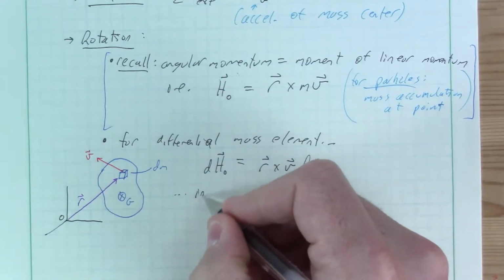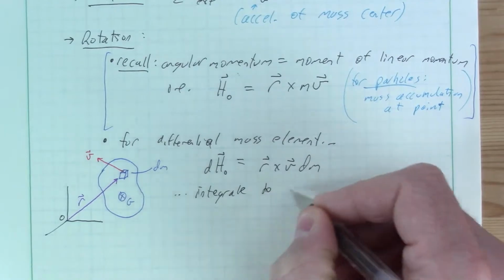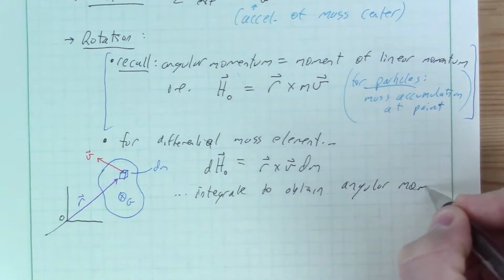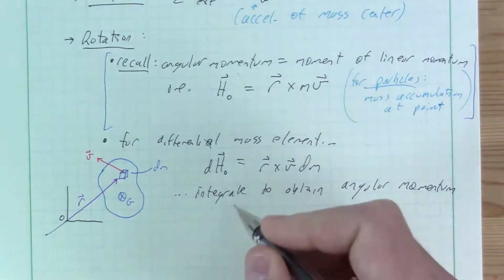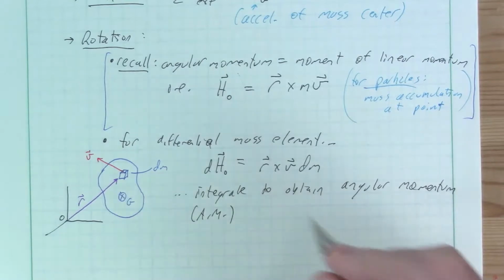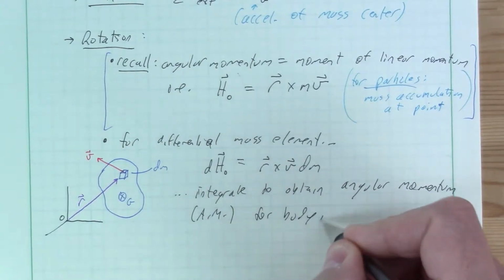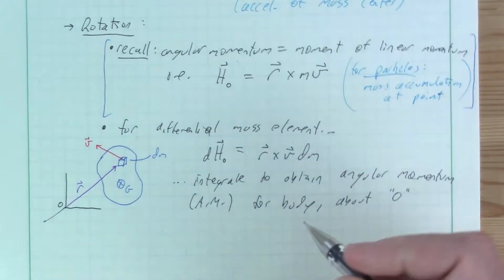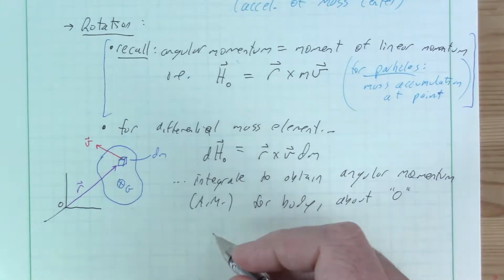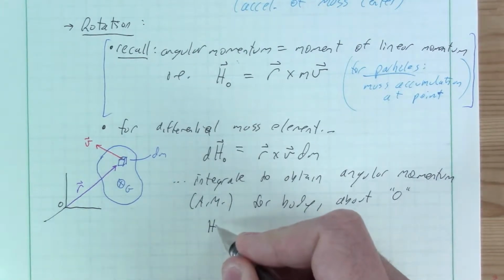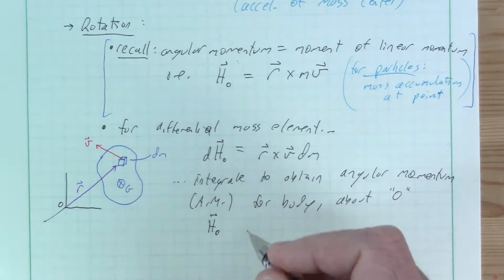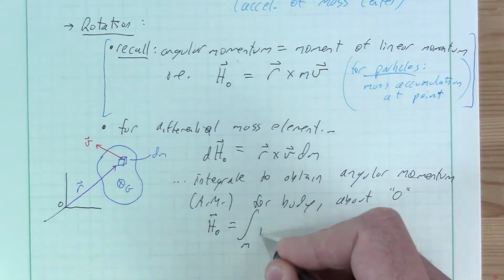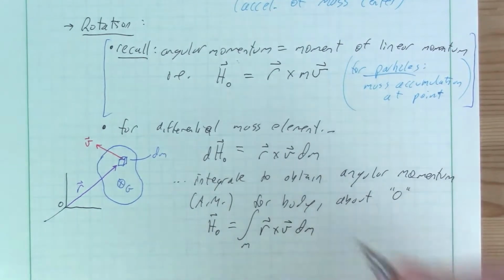That's what we'll do next: integrate this to obtain the angular momentum H for the entire body about O. Whenever we have these angular attributes, angular momentum, moments, it has to be about some chosen point or some chosen axis. So we're accumulating all these, integrating over the entire mass the individual contributions.